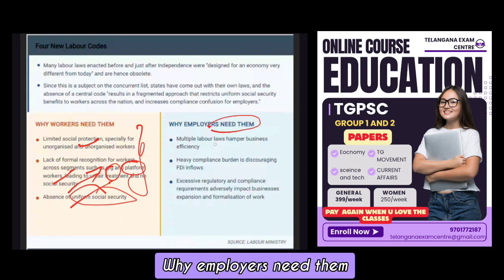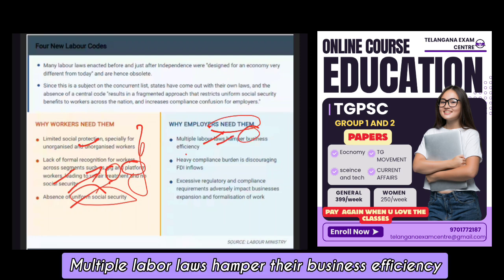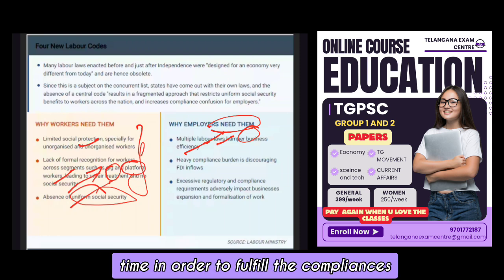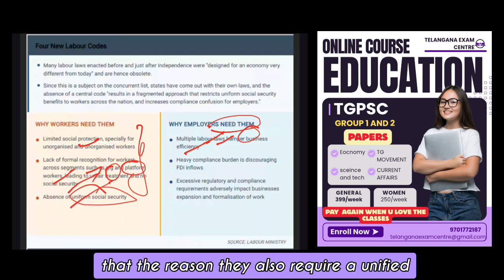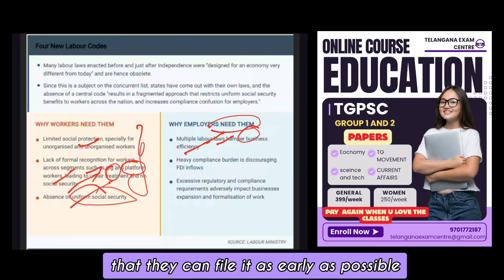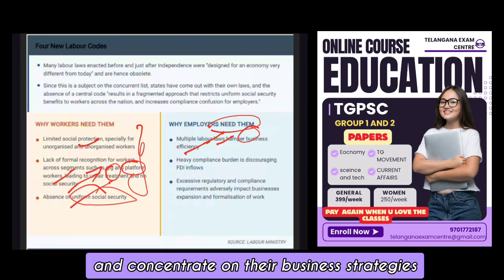Why do employers need them? Multiple labor laws hamper their business efficiency. Nothing but they are wasting much of their time in order to fulfill the compliances. That's the reason they also require unified laws across the nation, so that they can file as early as possible and concentrate on their business strategies.